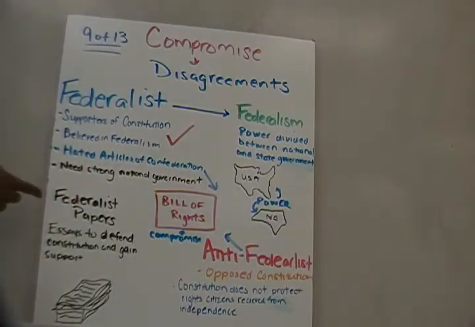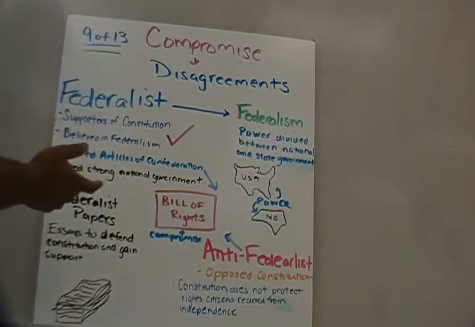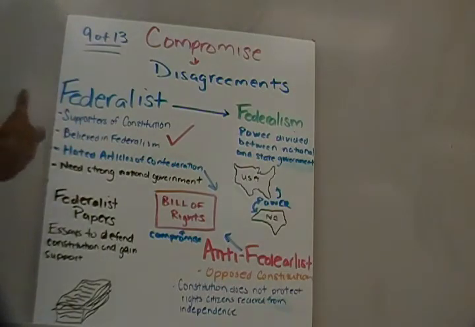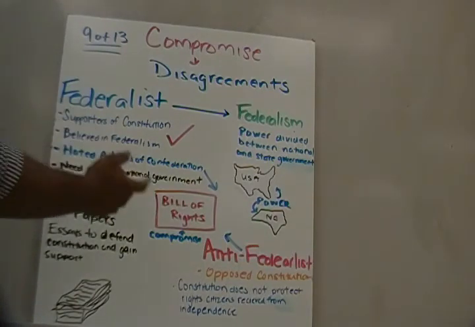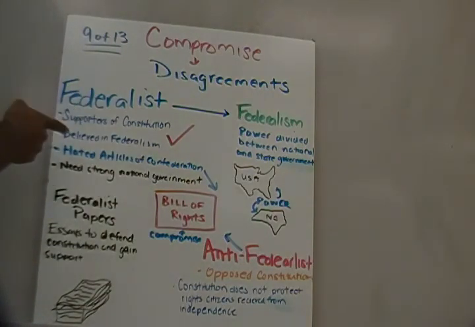In order to gain more support, the Federalists wrote the Federalist Papers. Now, the Federalist Papers were essays that defended the Constitution and it helped gain support behind their opinion about why the Constitution was so good. Now, the idea of compromise plays a role once again. So the Anti-federalists would eventually side with the Federalists.